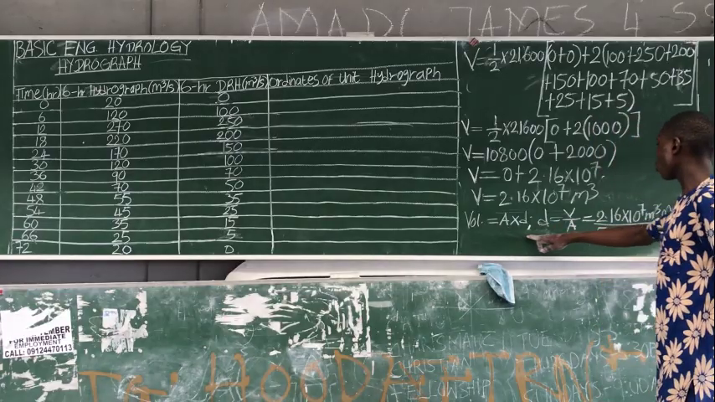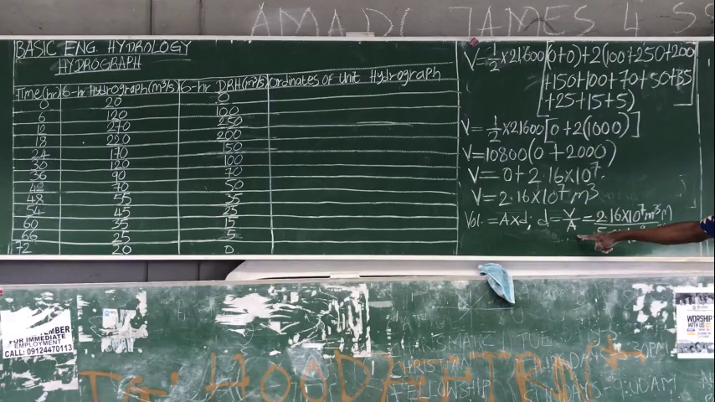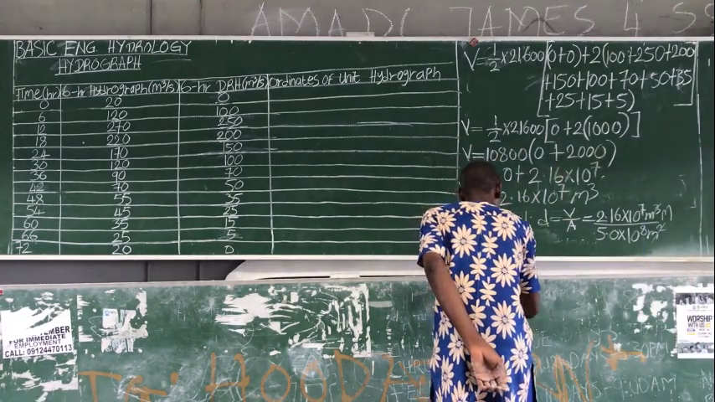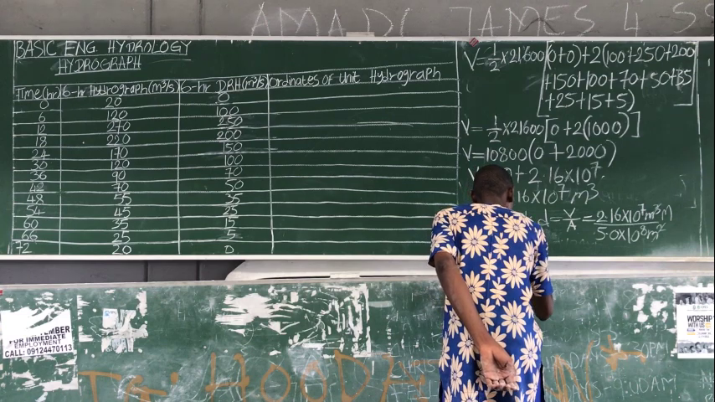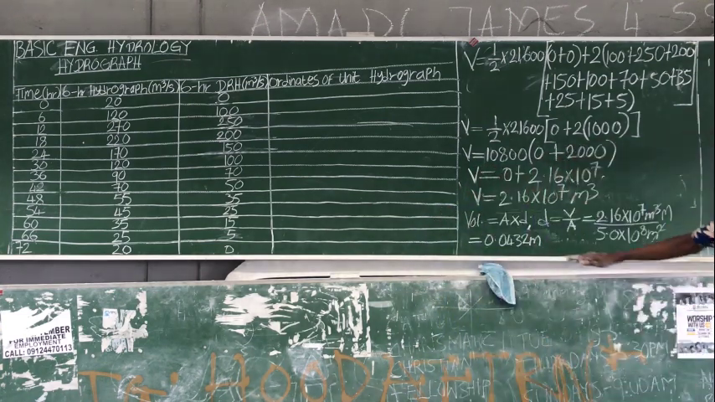Okay, so we now know our volume. To determine our depth is simply our volume divided by our area, which is 2.16 times 10 raised to power 7 divided by 5.0 times 10 raised to power 8. And that will give us 0.0432 in meters. We have this in meters because this is meter cube and this is meter square, cancelling out, we have meters.